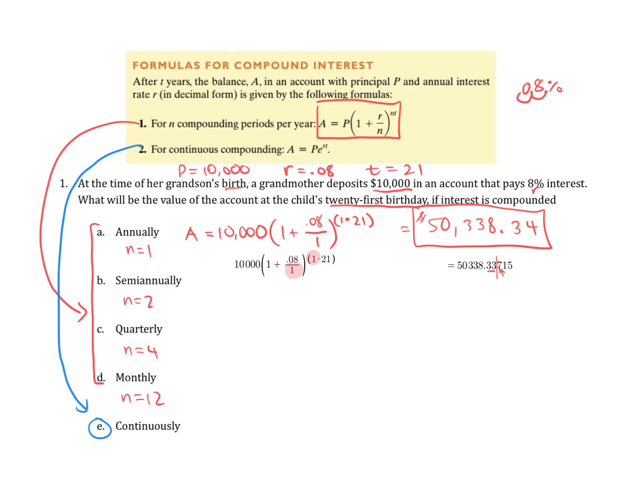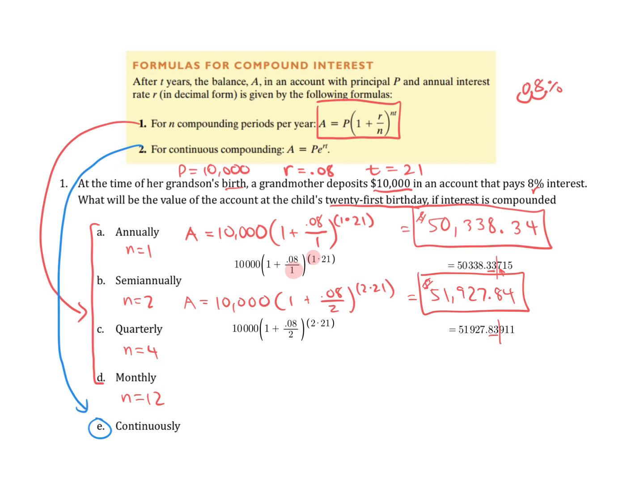Okay, hopefully you had a chance to try those. For part B, it will be A equals 10,000 times 1 plus 0.08 over 2 to the 2 times 21, which gives us $51,927, and again to the nearest cent. The 9 bumps my 3 up to a 4, so 84 cents.